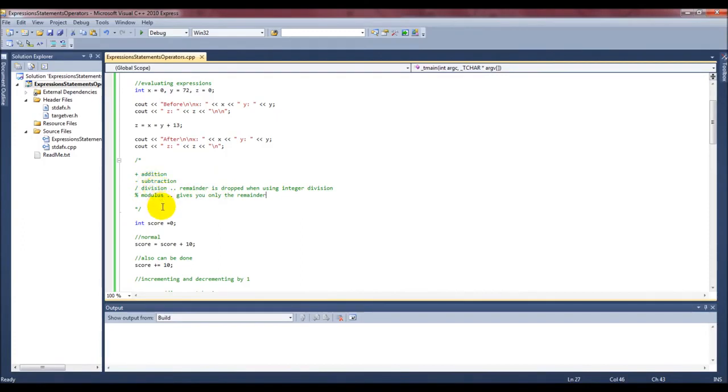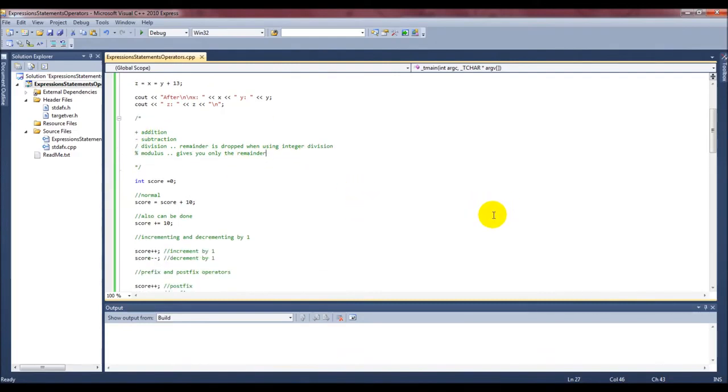Now, if you want to find out the remainder, you can use the modulus, the percent sign here in C++. And this gives you only the remainder, just the remainder, when you do that. So you could play around with this a little bit more, using different kinds of mathematical operations with these symbols here.